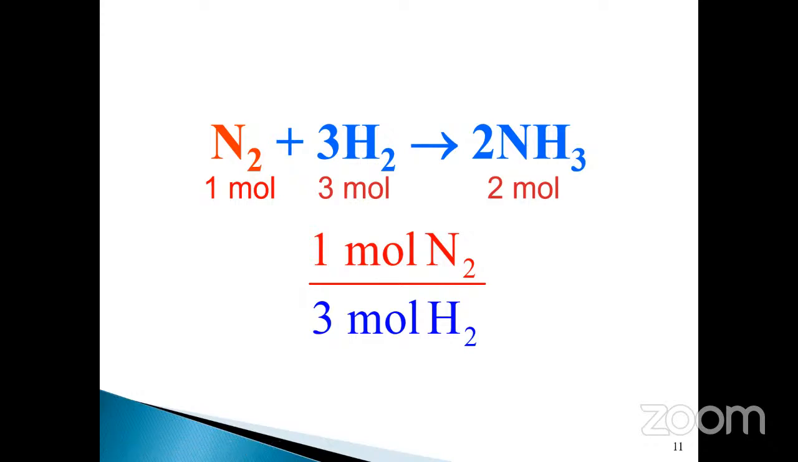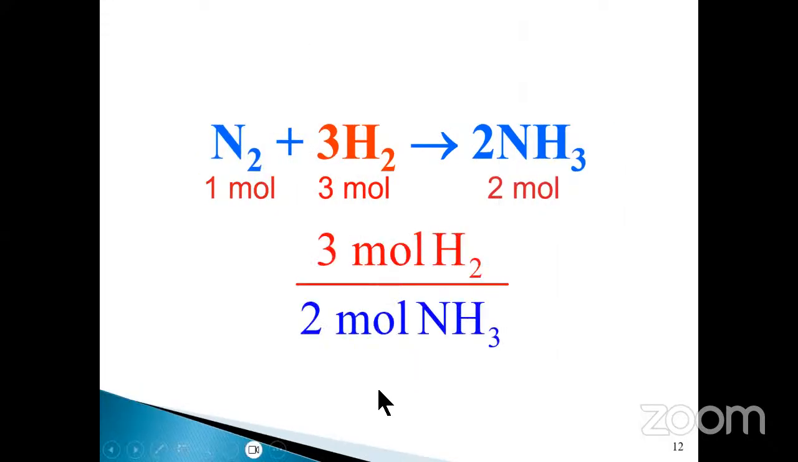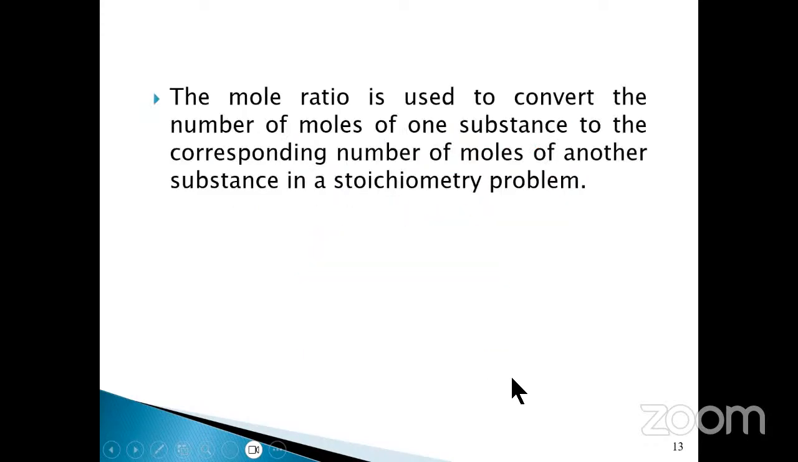So for each relationship between any two substances in a balanced equation, we can have 2 conversion factors. And the one that you're going to use is dependent on the type of problem that you're trying to solve, right? So that's the relationship between nitrogen and hydrogen. And just, for kicks, we are showing you the relationship between hydrogen and ammonia, 3 moles of hydrogen to 2 moles of ammonia. In this case, the moles of hydrogen is above here as the numerator, and the moles of ammonia is down here as a denominator. But again, you can have it flipped around. Again, it depends on the type of calculation that you're trying to achieve, all right?